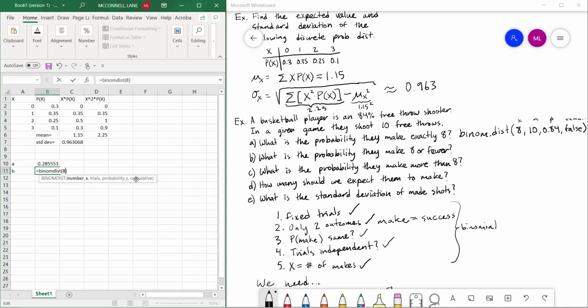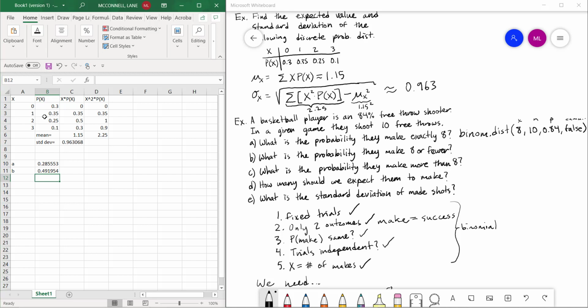So again, I'm interested in 8 out of 10 trials being successes with a probability of 0.84. And now I want to use true, because by using true, it's going to give me the cumulative probability of making 8 or 7 or 6 or 5 or 4 or 3 or 2 or 1 or 0. It's going to add all of them up for me automatically, so I don't have to add them up myself. And I will hit enter, and there's that combined probability of all of those.